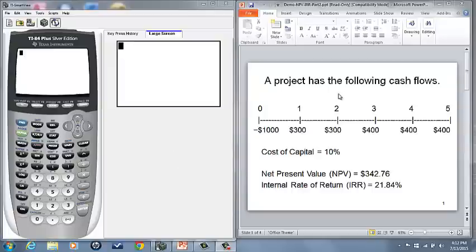For example, a project has the following cash flows: year 0 negative 1,000, year 1 and year 2 300, year 3, year 4 and year 5 400. Suppose the cost of capital equals 10%. One way we can do this is to input the year 1 through year 5 cash flows in the L1 list and then use the NPV and IRR syntax. So we can look at the next slide.